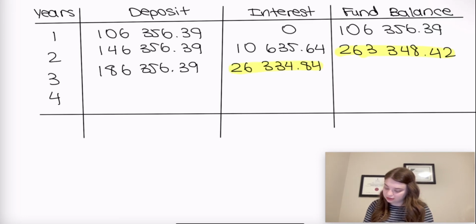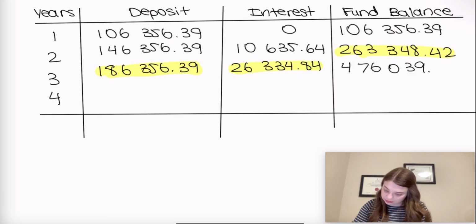And now if we add up these 3 numbers, which are the fund balance last year, plus the interest we made on that this year, plus the deposit that we just made this year, we get, well, let's see, 263,348 and 42 cents, plus the interest, plus 186,356.39. That gives us $476,039.65 as our new balance.